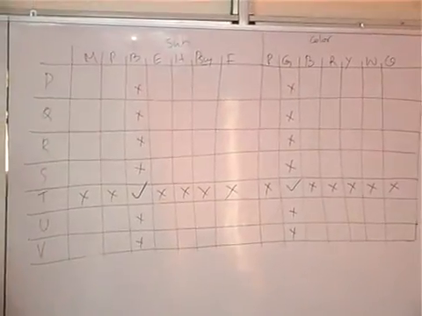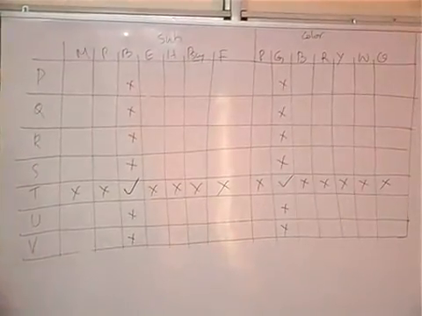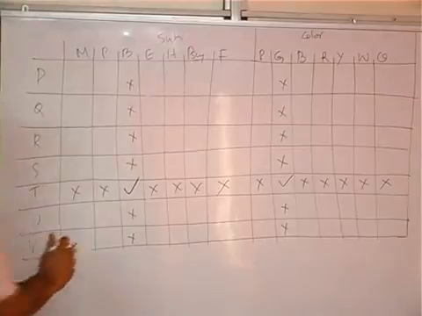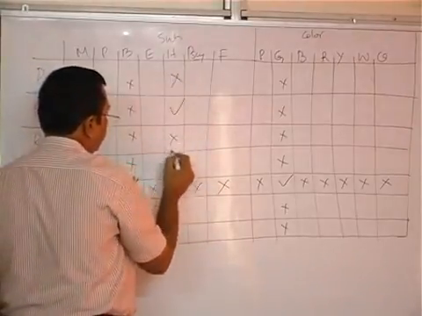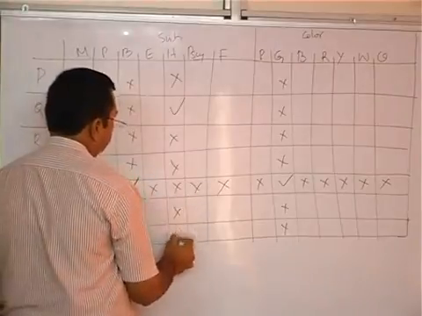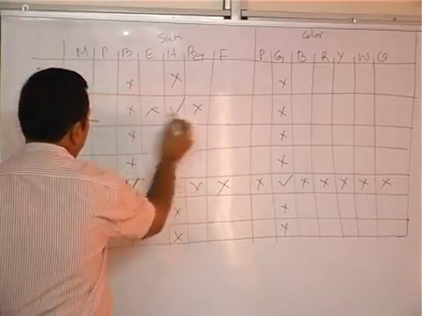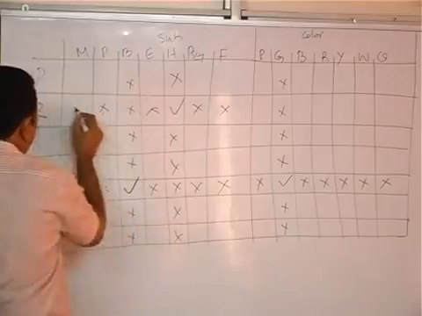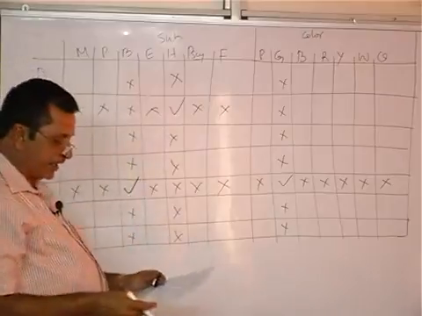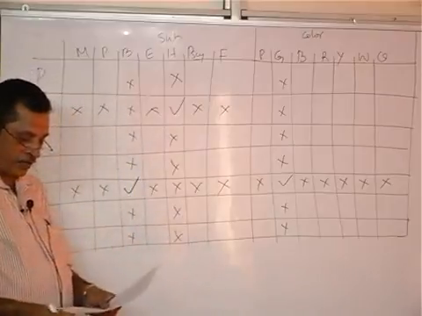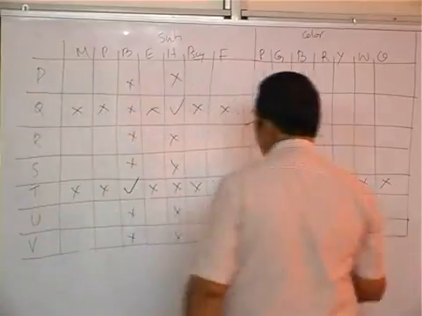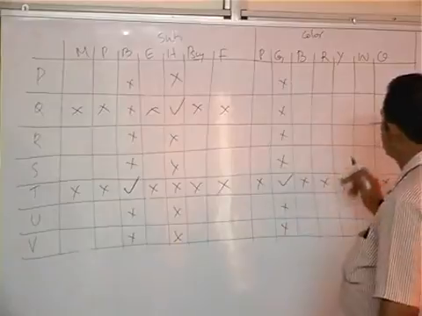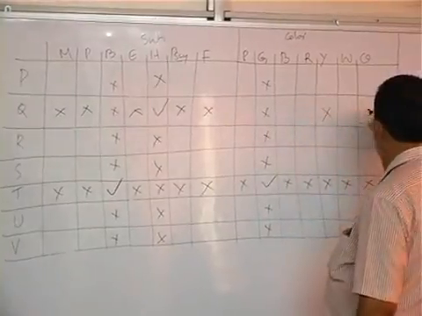And what is the second data? Q teaches history. History will not be taught by anyone else. And what is said again? Q does not like yellow or orange.